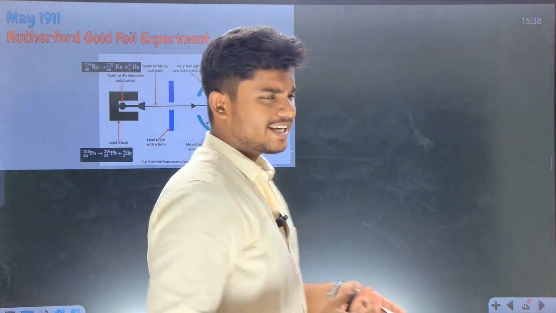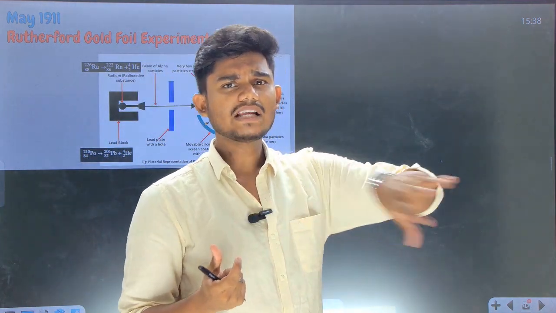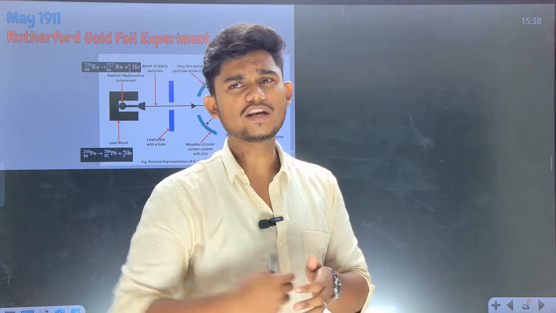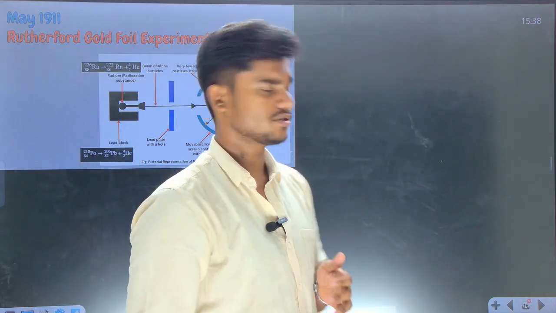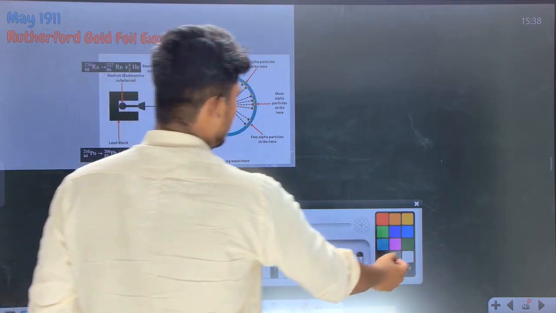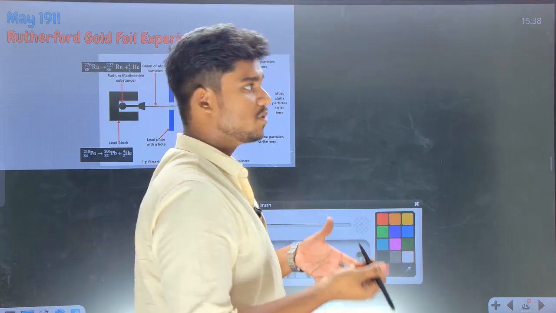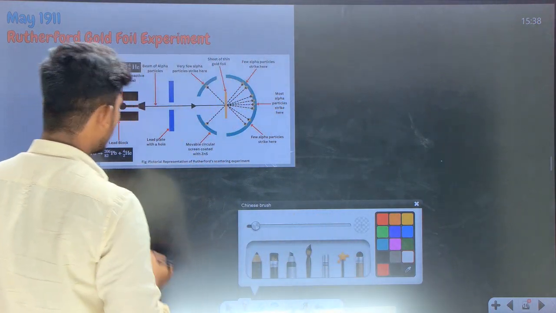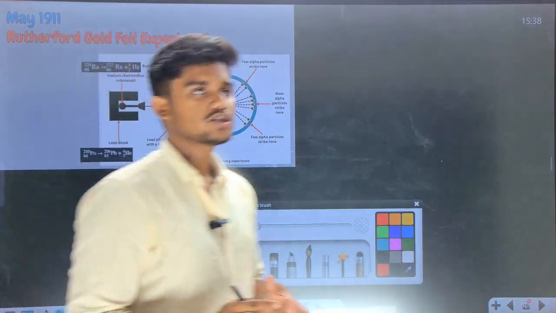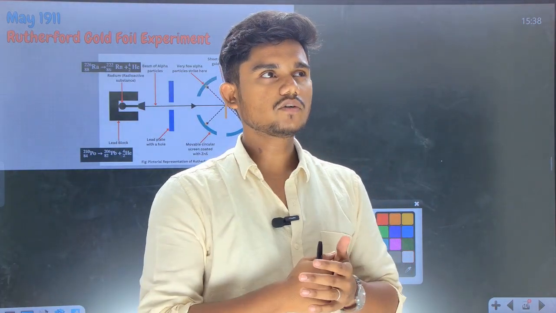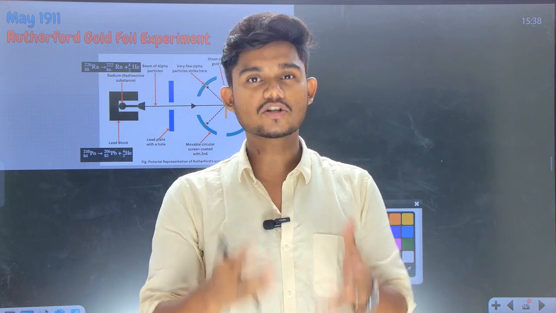Rutherford took an alpha particle source and bombarded alpha particles continuously onto the gold foil, and that continuous bombardment of gold foil led to some of the most important observations. First, let us understand why Rutherford chose this particular experiment to be conducted in this particular way. The first and foremost thing we should understand is that cathode ray particles were discovered, anode ray particles were discovered. Now, Rutherford wanted to find out the structure of the atom.